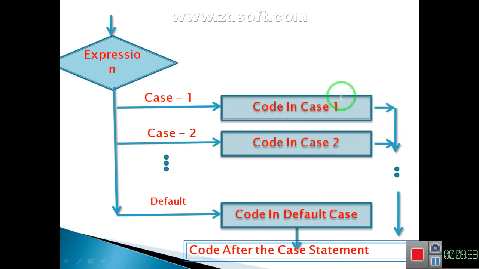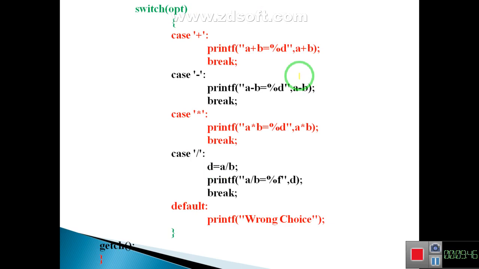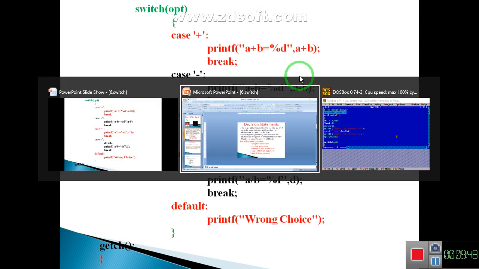If out of the n number of cases, no case matches the evaluation answer of the user expression, then it goes to the default case. Okay, so this is a program. I will directly explain it in the Turbo C software.